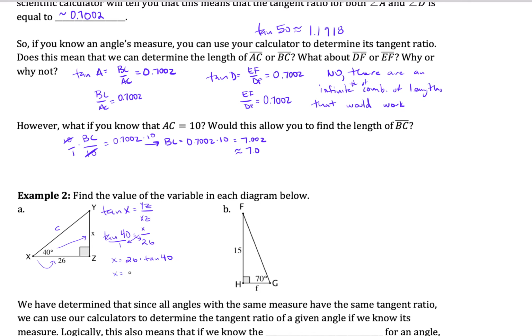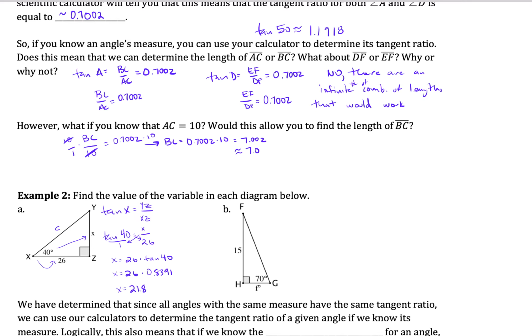And again, if I type tangent of 40 in my calculator, it's going to tell me that the tangent of 40 is about 0.8391. So x is equal to 26 times 0.8391, and that gives me about 21.8. So x has a value of about 21.8, and I did that just setting up this tangent ratio.